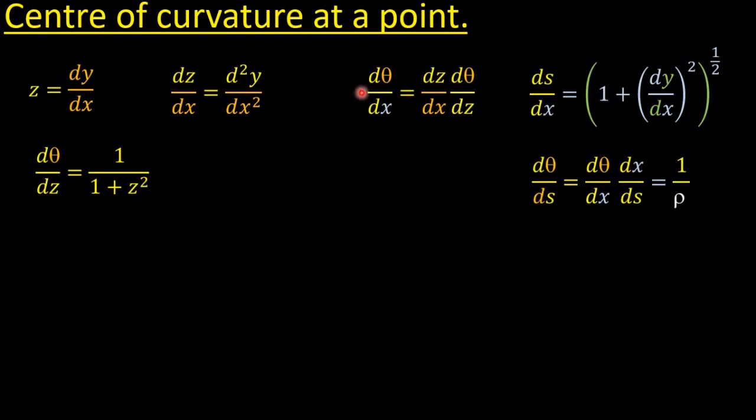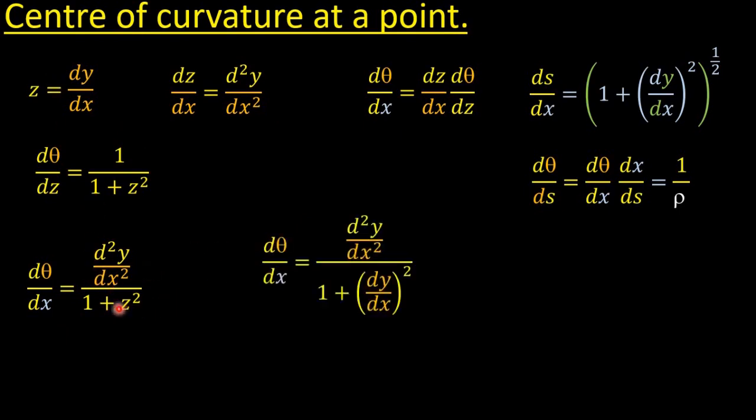Remember, we're trying to find dθ/dx, okay? So we found dz/dx, right? dz/dx was d2y over dx squared, and dθ/dz we found down here as 1 over 1 plus z squared. If I just multiply this by that, I end up with this. So remember dθ/dx was just dz/dx, which I found here, multiplied by dθ/dz, which I found there, so I'll just multiply these two to get this. And then I can substitute z back into there to get this. All I did was substitute z, and z was dy/dx, so we end up with this over here.